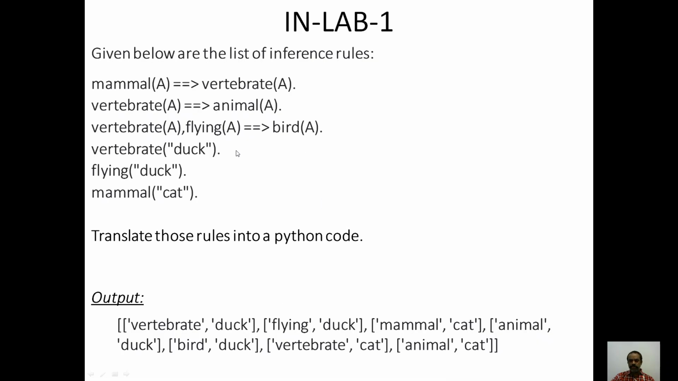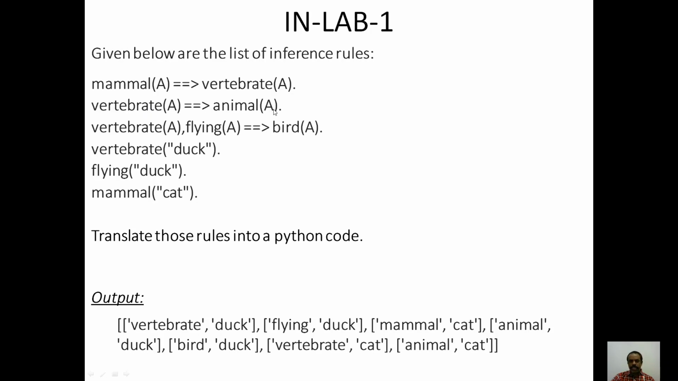So the initial list of facts in this example consists of vertebrate duck, flying duck, mammal cat. Now from these we need to derive certain other things. For example, if I say mammal A leads to vertebrate A, suppose A is a cat, then mammal cat leads to vertebrate cat, and this vertebrate cat leads to animal.